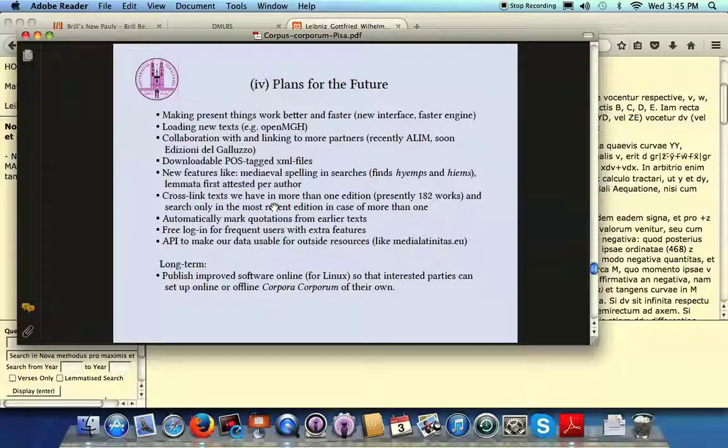We're working on a feature to cross-link in case we have more than one edition. At present, I have a list of 182 works that we have in more than one edition. Most of them in two editions, very few of them in three different editions.